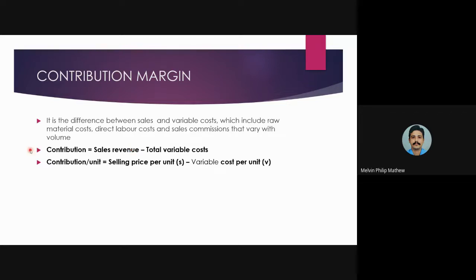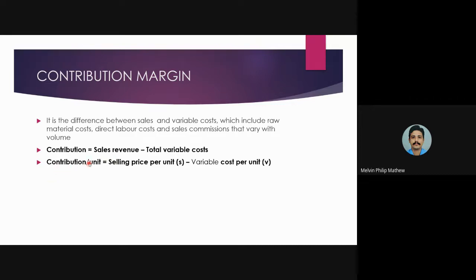Okay, then write down in the next line: contribution is equal to sales revenue minus total variable cost.